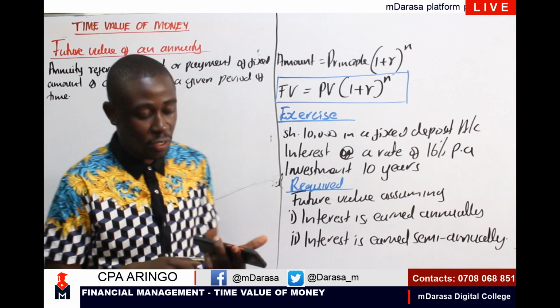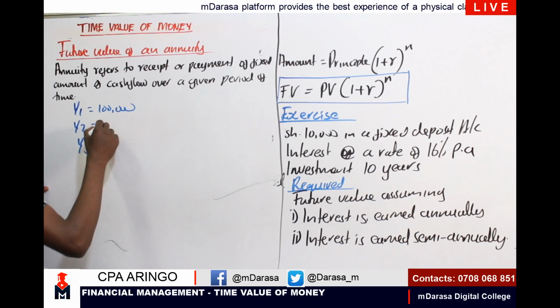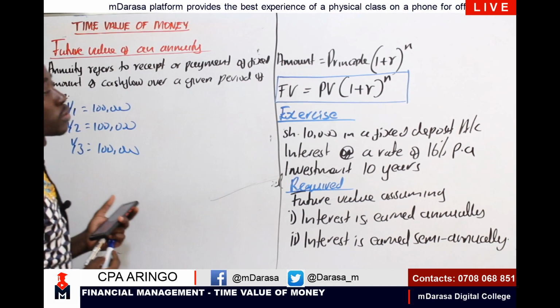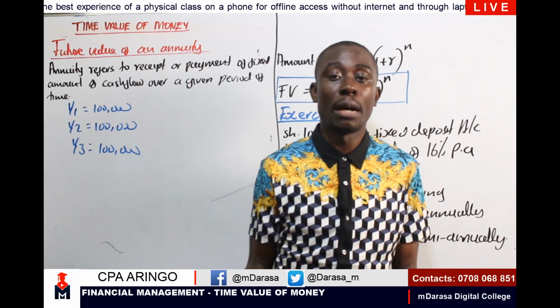Say, for example, assuming I'm talking of year 1, year 2, year 3, equal amount receipt or payment. If it is 100,000, it will be equal all through. 100,000, 100,000, 100,000. That's what you're referring to as an annuity. Compared to lump sum, where we also refer to it as what? A periodic payment of an equal amount, that was lump sum.